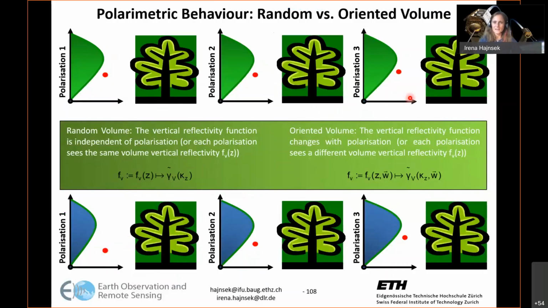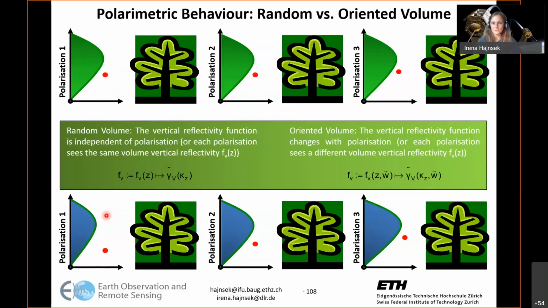I would now like to go back to the parametric behavior. So again, depending on the use of the polarization that you have, you see here the random volume. This was a case where we have no dependence on polarization. This was a unit circle where we have a very defined area. Therefore, independent of the polarization, you would always have the same phase center location. So for a random volume, the phase center location is independent of polarization.